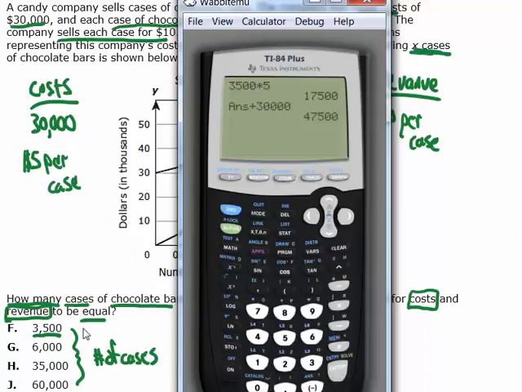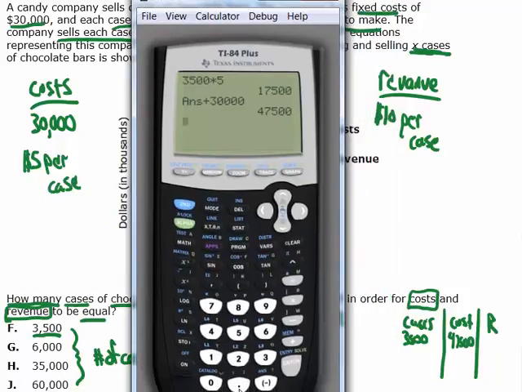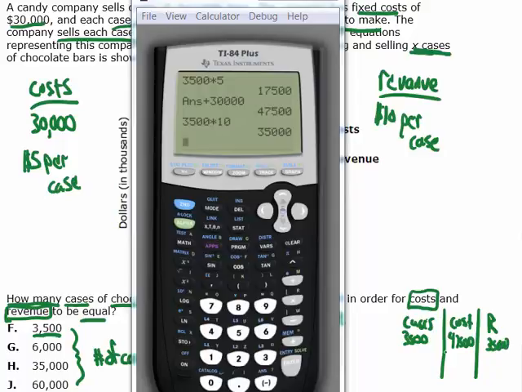So the cost side for 3,500 cases would be, let's make a table here: cases, cost, and R for revenue. So 3,500 cases is going to cost $47,500. All right, let's look at the revenue. I'm making a table just to keep track of my work. For the revenue, we know we have 3,500 cases, so 3,500 times $10 per case, and we get 35,000. And they're not the same. So costs and revenues are not equal, so we know it's not 3,500.